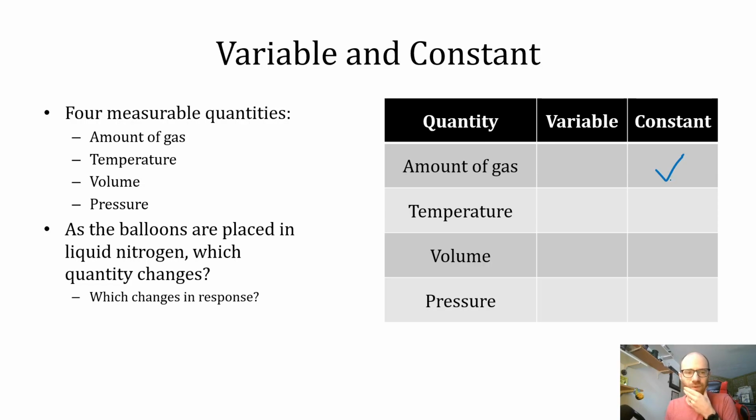The temperature, well, liquid nitrogen, right? Liquid nitrogen's at negative 200 Celsius, and I'm pretty sure the scientist was in a room temperature room of about 20 to 25 Celsius. So I'd say the temperature was highly variable, and we'll call that our independent variable. And then in response, the volume changed. So that'll be our dependent variable. It got smaller, and then when it heated back up to room temperature, it got larger again.